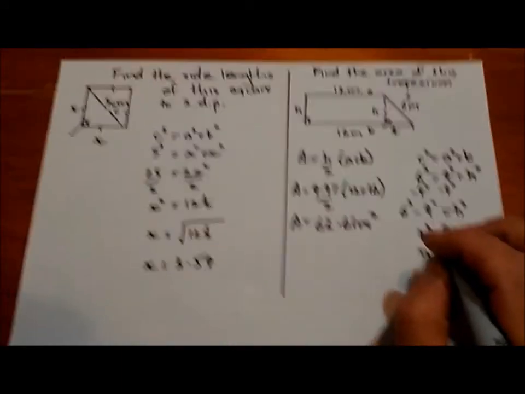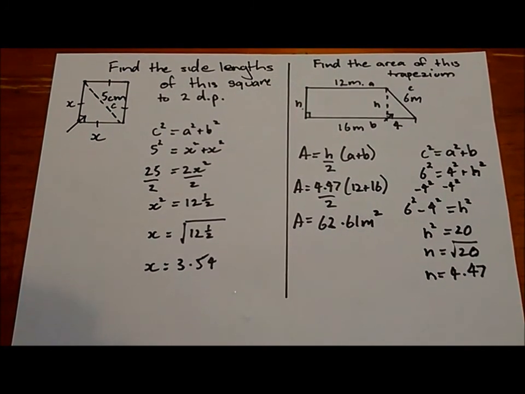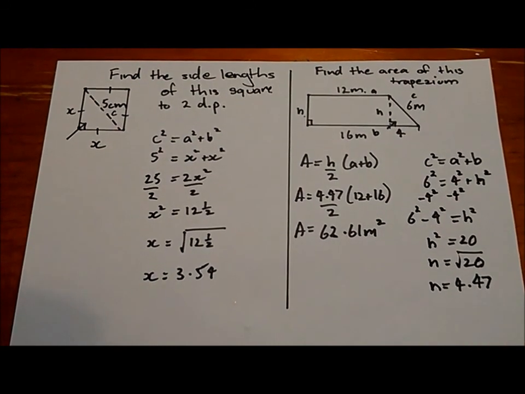So a couple of ways you may be asked to use Pythagoras' theorem. When you are confronted with a triangle, it's a right angle, it's one of the go-to methods as to how you may find a missing side.